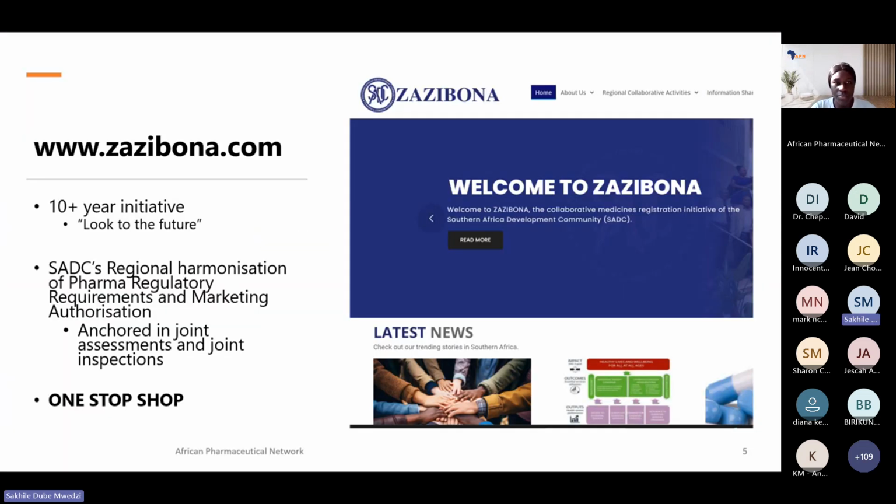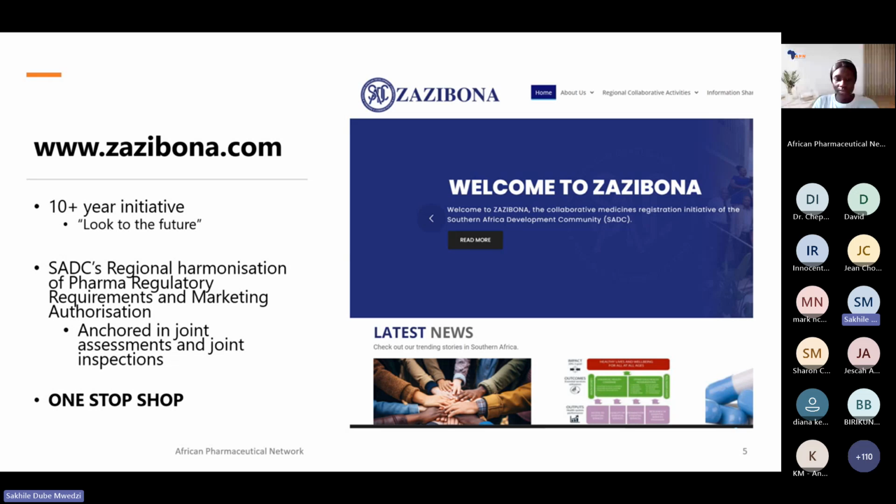On the right, I have a snippet from our website, and you can find us on www.zazibona.com. We will probably in this coming week do a massive update, especially in light of the new information and where we're actually at now. But most of what is on the website right now is actually still relevant. Essentially, ZAZIBONA has existed for close to 13 years, so 10 plus years.